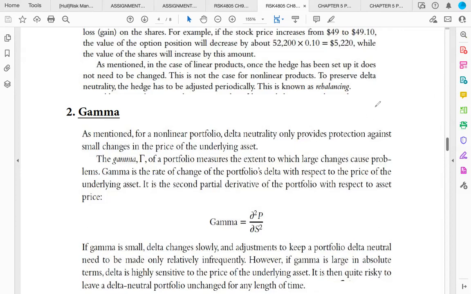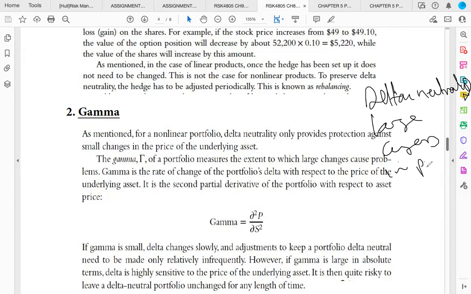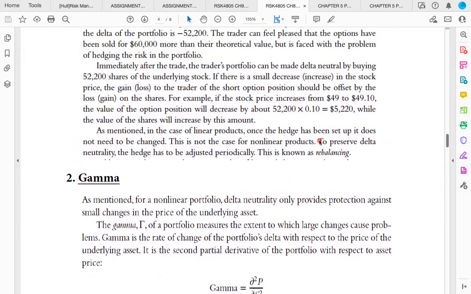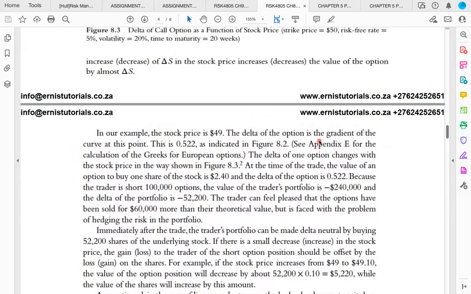However, delta neutrality has limitations. If we have large changes in price, the delta of our portfolio will change. If you have large changes in price, delta neutrality will not help, because the delta of your portfolio will change, which means that your delta neutrality will be affected.